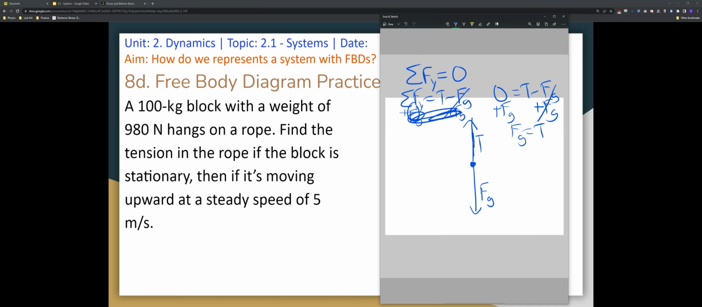So my tension force is upward, which means that if we know how much this weighs, 980 newtons, 980 newtons would be my tension.